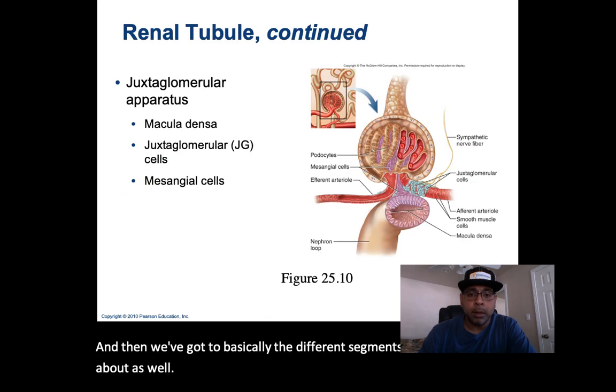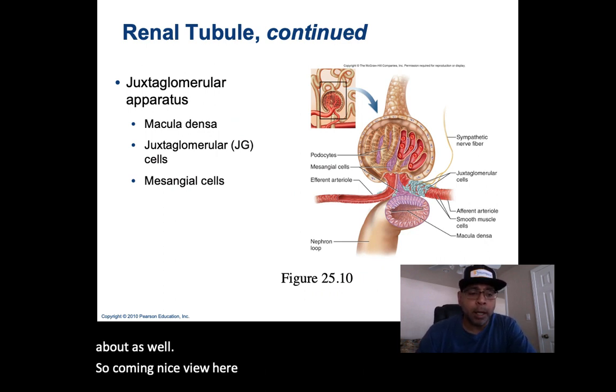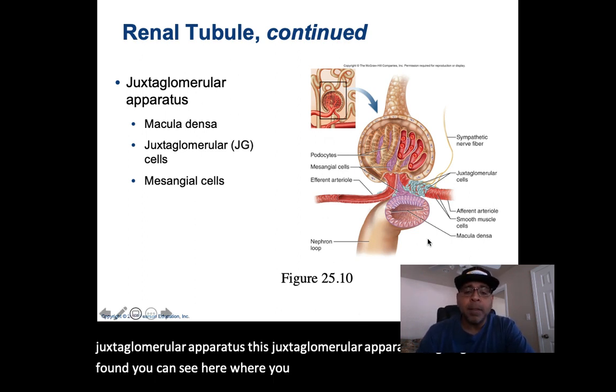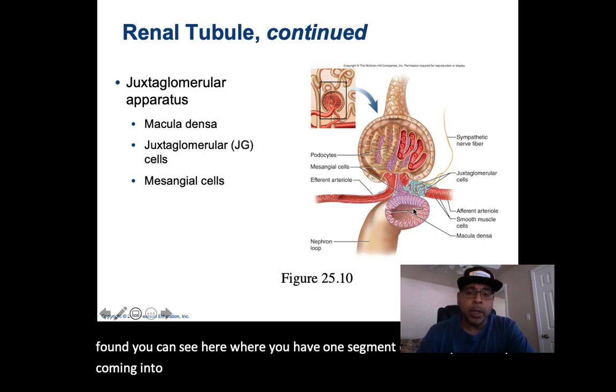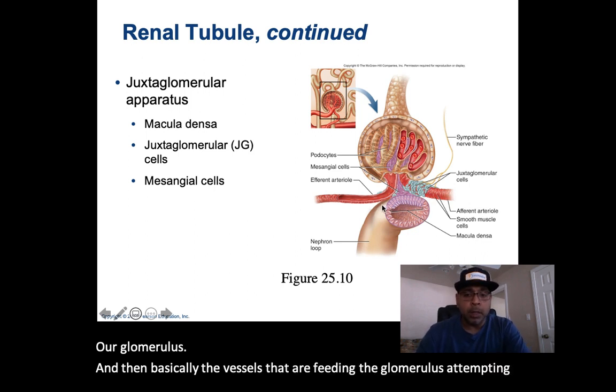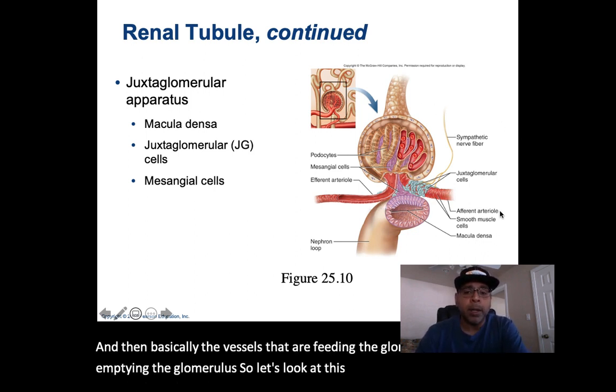Coming to a nice view here, we can appreciate now what we call the juxtaglomerular apparatus. This juxtaglomerular apparatus is going to be found, you can see here, where one segment of the nephron loop comes into contact with our glomerulus, right? And then basically the vessels that are feeding the glomerulus and emptying the glomerulus. So let's look at this juxtaglomerular apparatus in greater detail. It's made up of three parts.